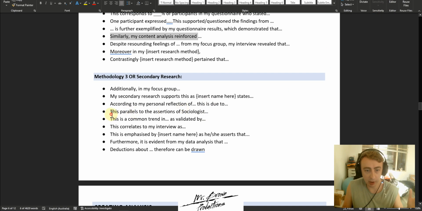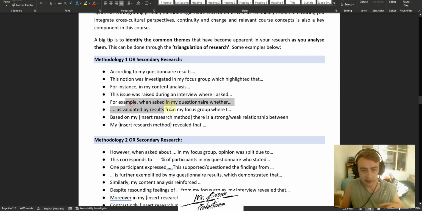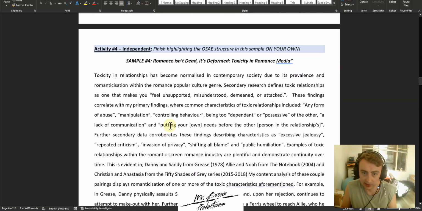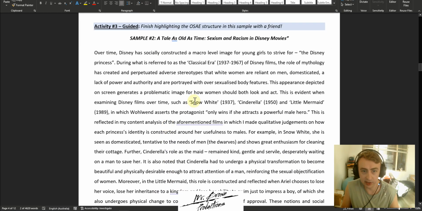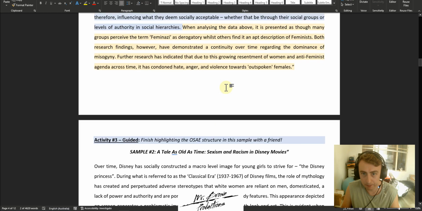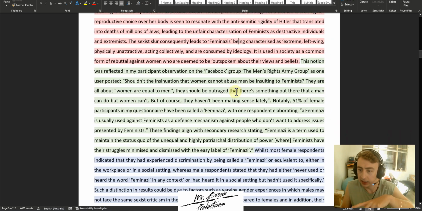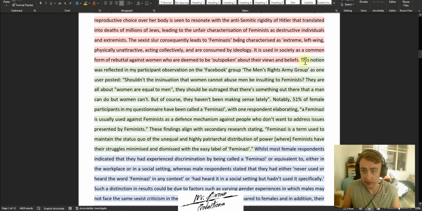And then you might go, this parallels the assertions of sociologist Mr. Brown, who states that blah, blah, blah, blah, blah. So when using these, you can see how these sentence starters can prompt you with those synthesis statements that we can see. So if we look at this Disney princess, we'll look at the feminazi one because we didn't look at that much. If we look at these transition statements, this notion was reflected in my participant observation.